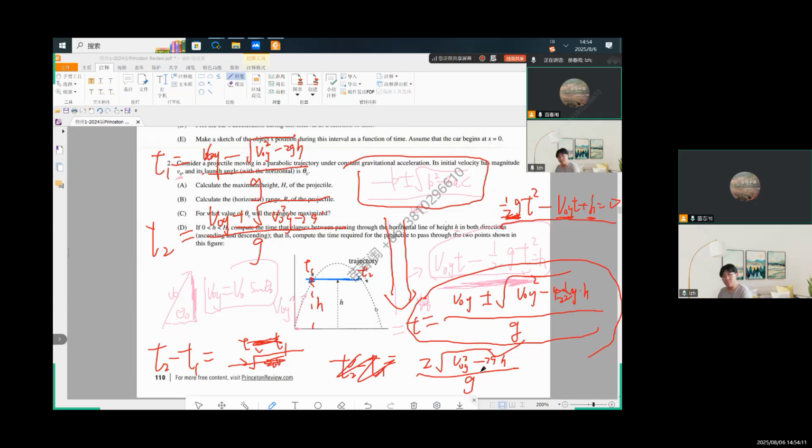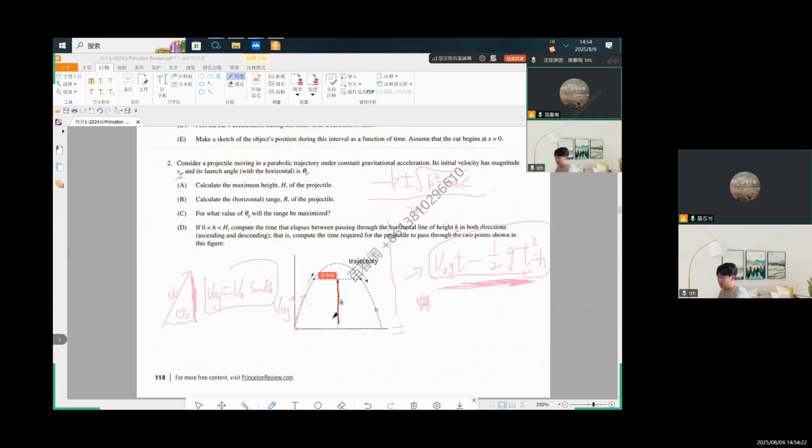Yeah. This is the time. This is a pretty popular topic. They tested it several times. So I think it's better to remember it. Does that make sense? So you have an h, you make a quadratic equation, and then you solve it. And then you find t1, and you find t2, and then you do t2 minus t1. Does that make sense? Yeah.